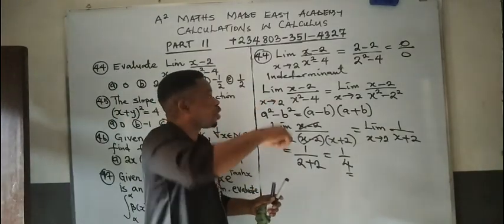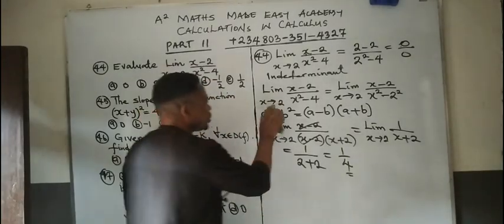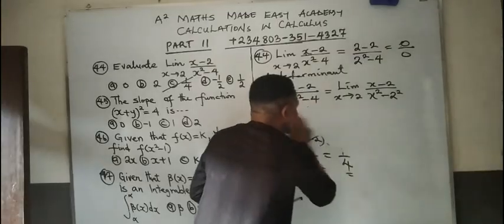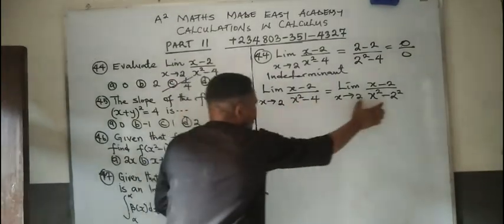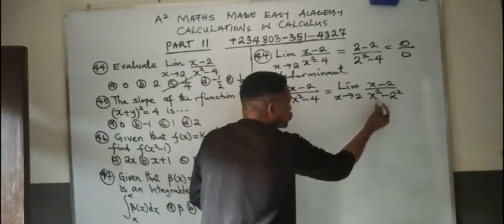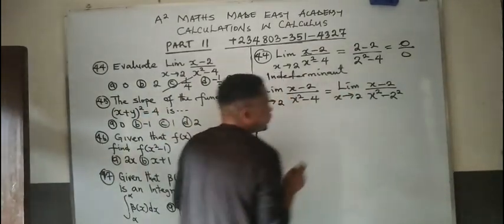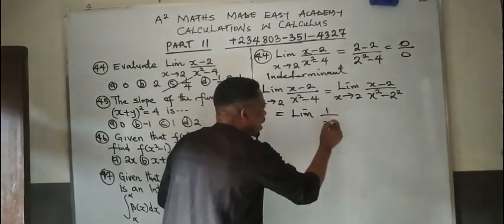But I want to use a shortcut to solve this now. Are you ready? Then I want you to watch. I want to use a shortcut to solve this particular word problem. Having expanded it like this, one of these x minus 2 will cancel the upper one, which is x minus 2. It will remain positive. So what is remaining here is the limit of 1 over x plus 2.